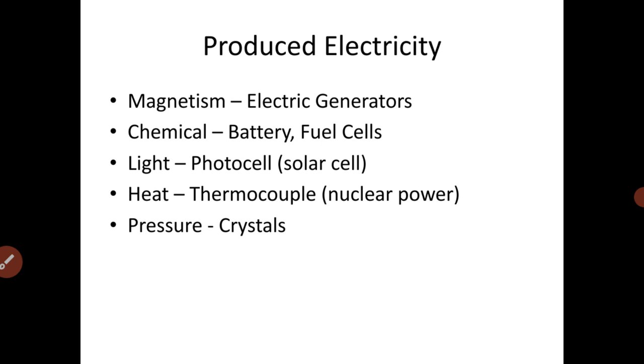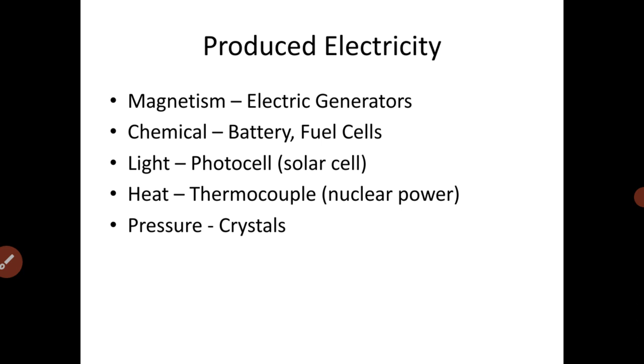Produced electricity. Electricity is nothing but a secondary form of energy because it is produced by using other sources like magnetism, chemical sources, light, or heat.